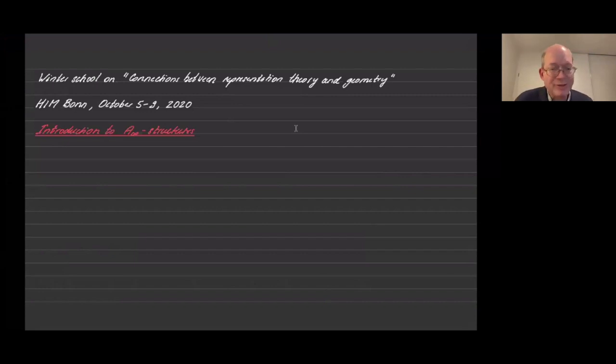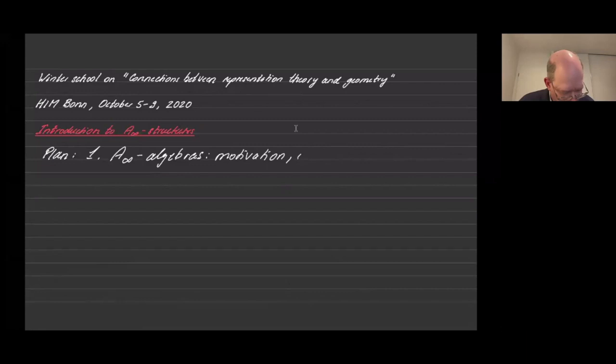This is an introduction to A-infinity structures. It will be quite elementary, and the plan is as follows. This is roughly the plan for the 3 lectures. The first lecture will be devoted to A-infinity algebras. I will give some motivation for considering A-infinity algebras. Then I will sketch the historical origin in topology. Then I will give the precise definition and a first class of examples.